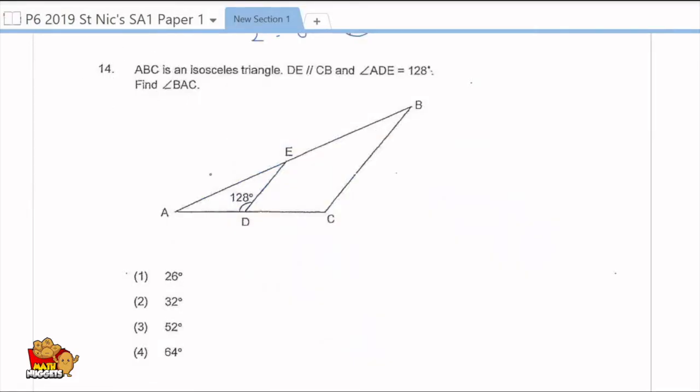Question 14. We have an isosceles triangle ABC. So let's mark out the 2 lines that are the same. We're trying to find angle BAC, which is here, which we know will be the same as angle ABC. We also have pair of parallel lines, which is DE and CB. Now let's start by finding some angles. Which one can we find first? We can find angle EDC. Angles on the straight line.